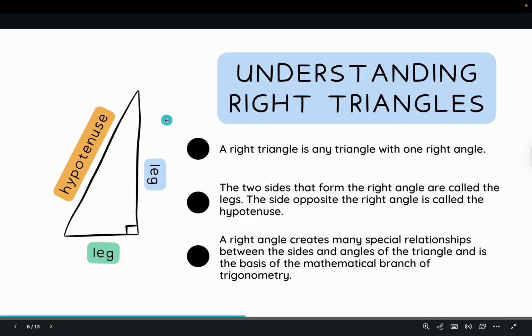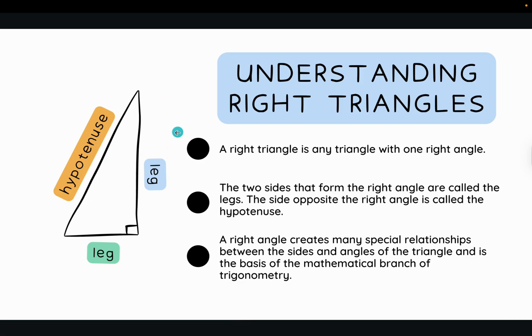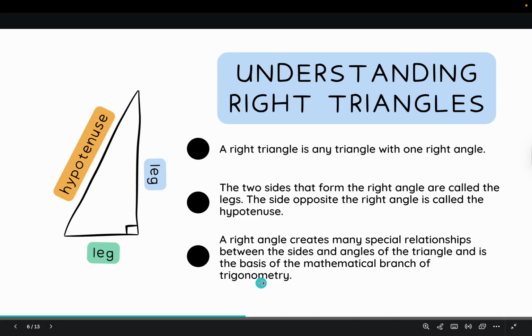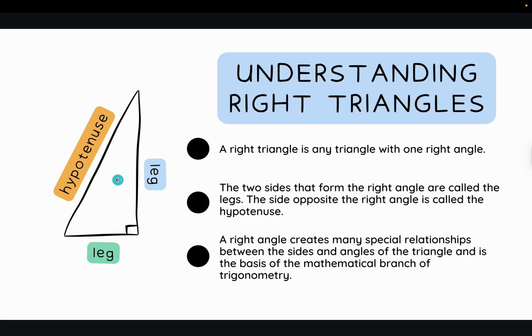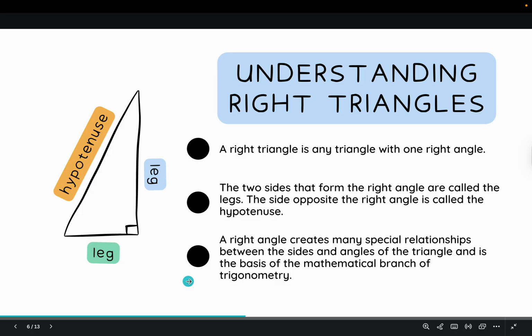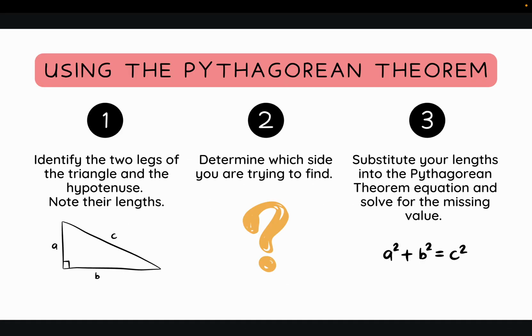A right angle creates many special relationships between the sides and angles of the triangle and is the basis of the mathematical branch of trigonometry. We're not going to learn much about trig today, but this is all the foundation, right? We will all need to know this in our future math courses.